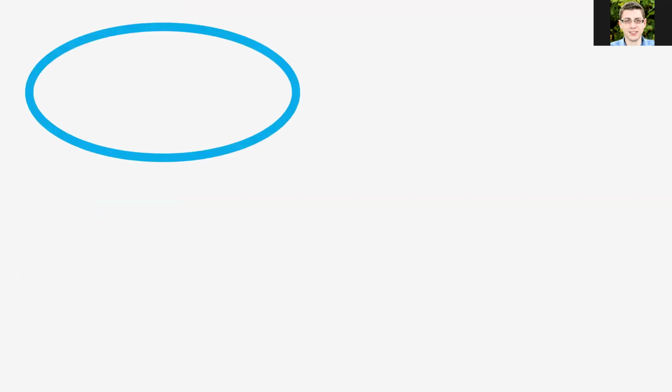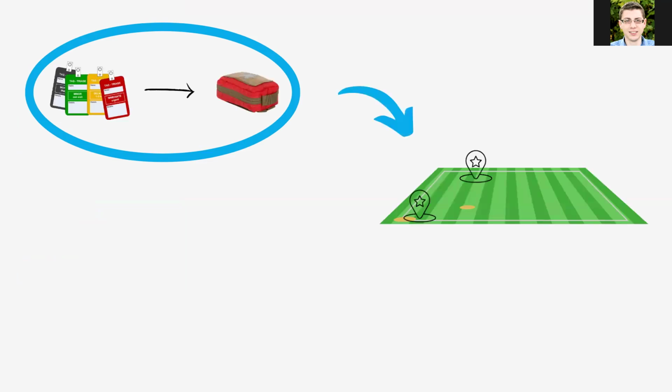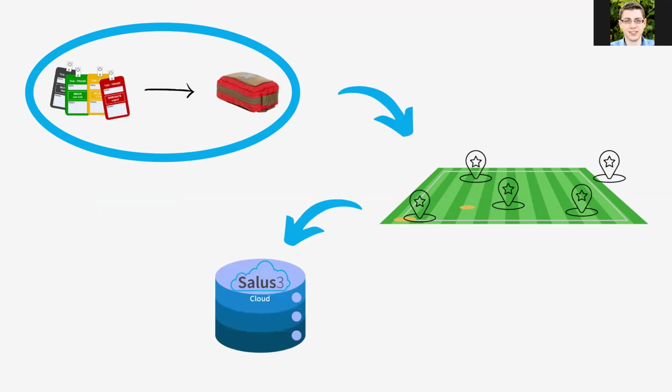The Salus3 Cloud Mass Casualty Incident Module works by allocating triage tags to triage packs, which can then be placed in key locations around venues. The locations of these packs are recorded within the system.